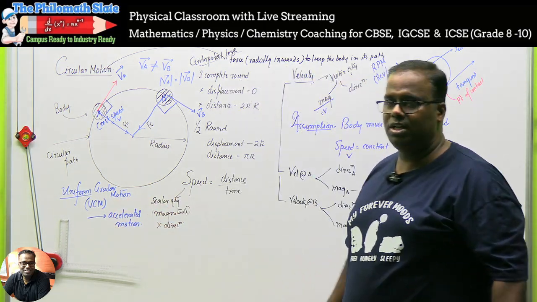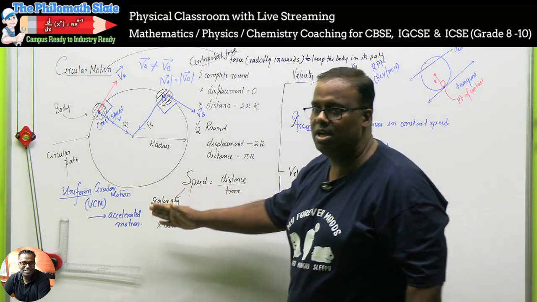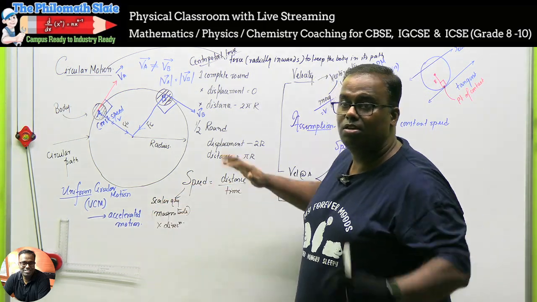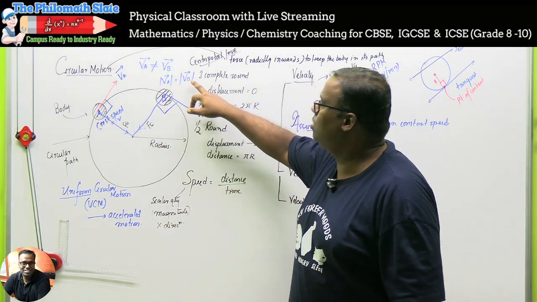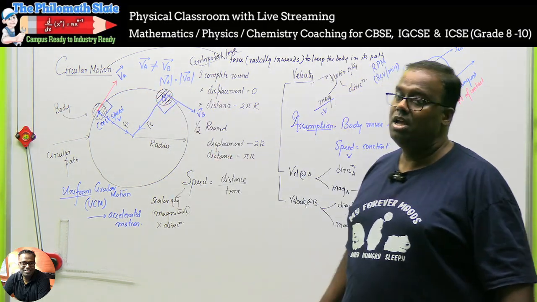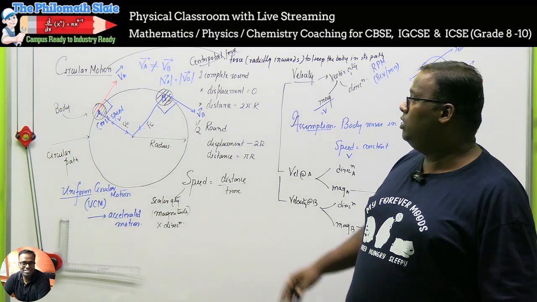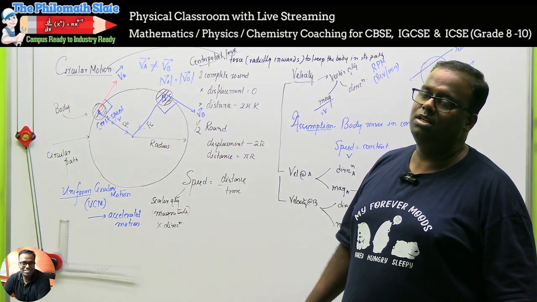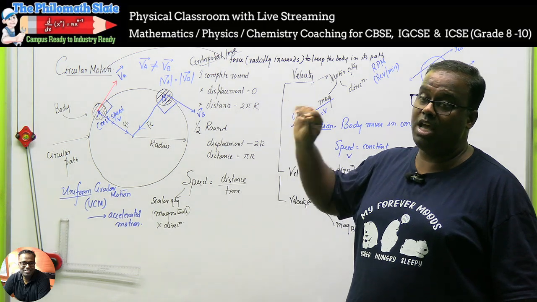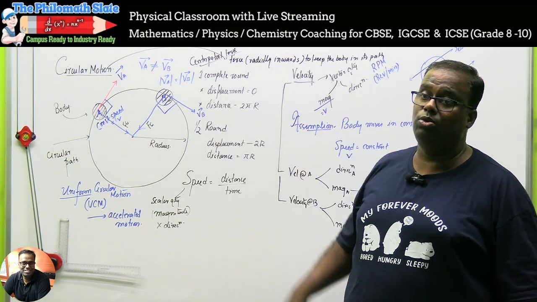What is the speciality about UCM? In UCM, speed is constant, velocity is not constant. Why? Velocity's magnitude is constant, direction is different. How is the direction different? Whichever point you want to measure the direction, draw a tangent to that particular point. एक point पे एक ही tangent होता है, दो tangent नहीं होता है.